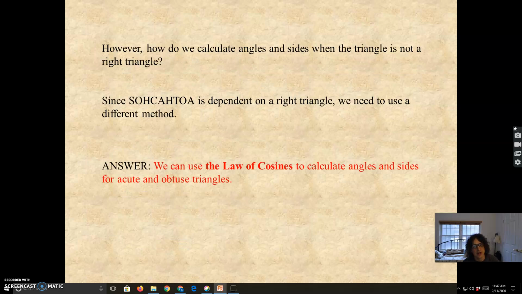Now, what do we do to calculate angles and sides when the triangle is not a right triangle? Since SOHCAHTOA is dependent on right triangles, we must use a different method. Our answer is we can use the law of cosines to calculate angles and sides for acute and obtuse triangles.